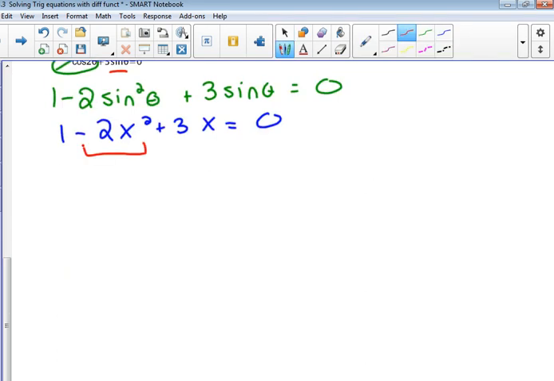Kind of pain in the butt. So move everything over. If you are going to move everything over, what's just going to happen with all the signs? They're just going to change. So if you want to just say, okay, this is going to be a positive 2x squared, this will be a minus 3x, and then a minus 1. All right. How do we want to find x?